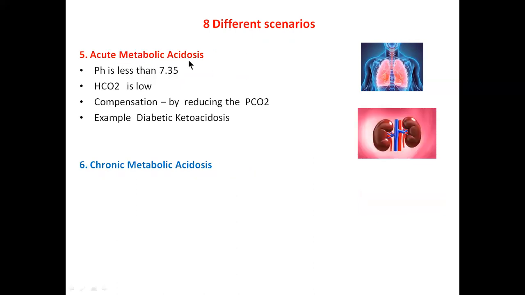Acute metabolic acidosis. Acidosis implies pH is less than 7.35, and now this is a metabolic problem. So, that means the primary problem would be with the bicarb. And how will the blood get acidic? By the bicarb being low. So, what would be the compensation the lungs can do is to reduce the PCO2. Now, this too is a common thing you will see, which is diabetic ketoacidosis.